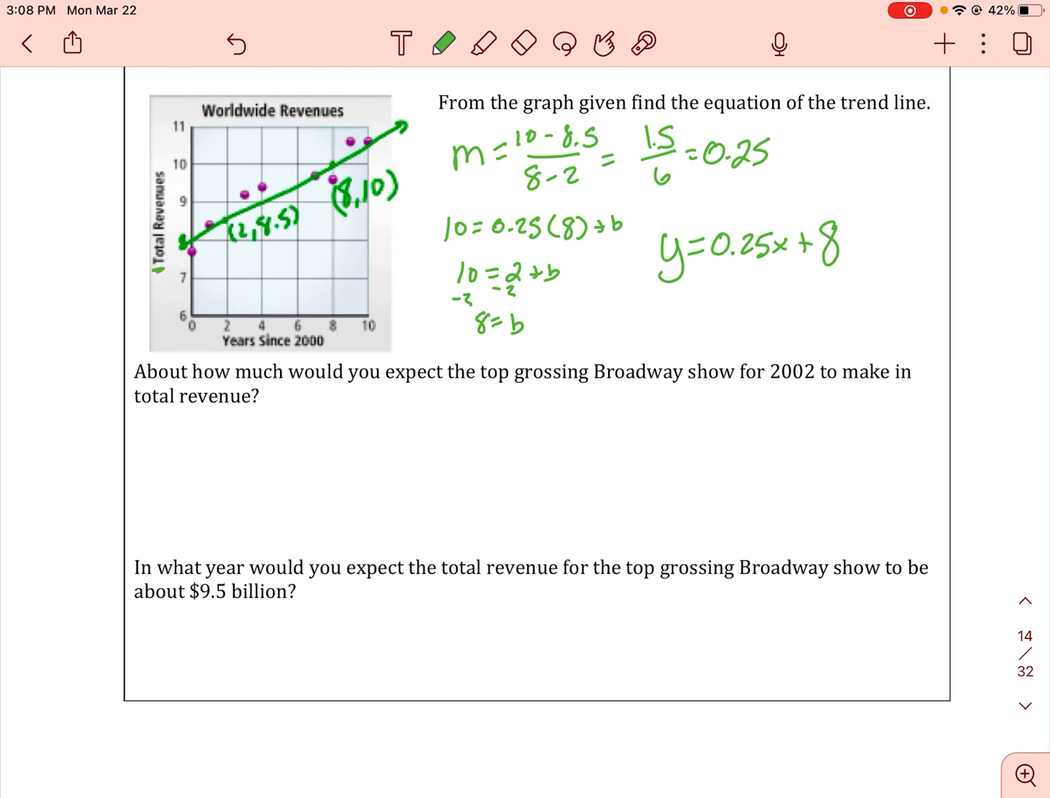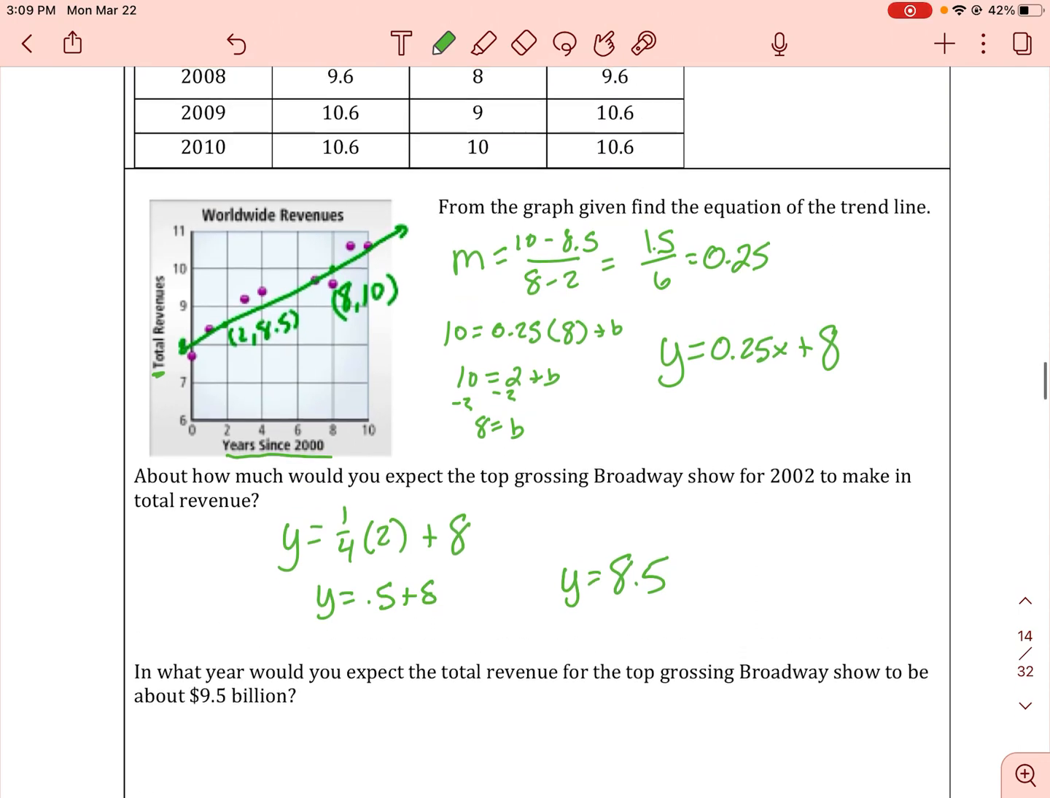Well, we want to find out total revenue, which is our Y, and our X coordinate is years since 2000. So that means 2002 is 2 years since 2000. So I'm going to put 2 in for X and then solve. So Y equals 1/4 times 2 is 0.5. So I am expecting a Broadway play to make about $8.5 billion. What was it? It was total revenue in billions.